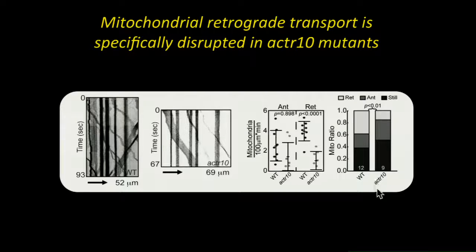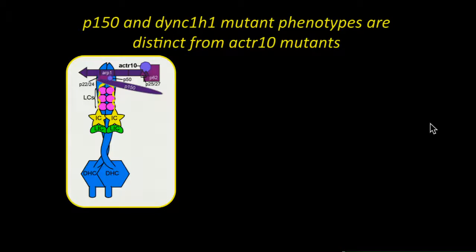Now, another way to look at this is to look at population dynamics, which just takes into account what the pool of mitochondria is doing in the axon. And what I hope you'll notice is that compared to wild type, in ACTR10 mutants, you actually have a slight increase in the proportion of mitochondria moving in the anterograde direction and a strong decrease in the proportion of mitochondria moving in the retrograde direction, arguing that we lose mitochondrial retrograde transport in the absence of ACTR10.